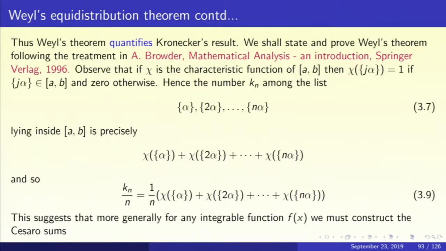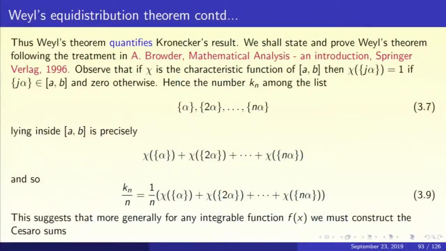Let us now plunge into the proof of Weyl's theorem. We shall follow the treatment in Andrew Browder's excellent book on mathematical analysis, an introduction, which is published by Springer Verlag in 1996. An Indian edition is available. I strongly recommend Andrew Browder's book for whatever mathematical analysis that you might need for your work, specifically for Fourier analysis. It's a very well written book and very clearly written book.